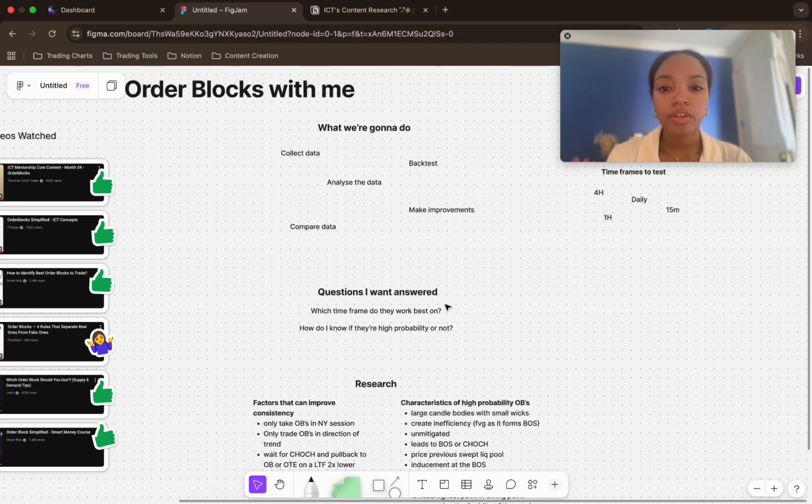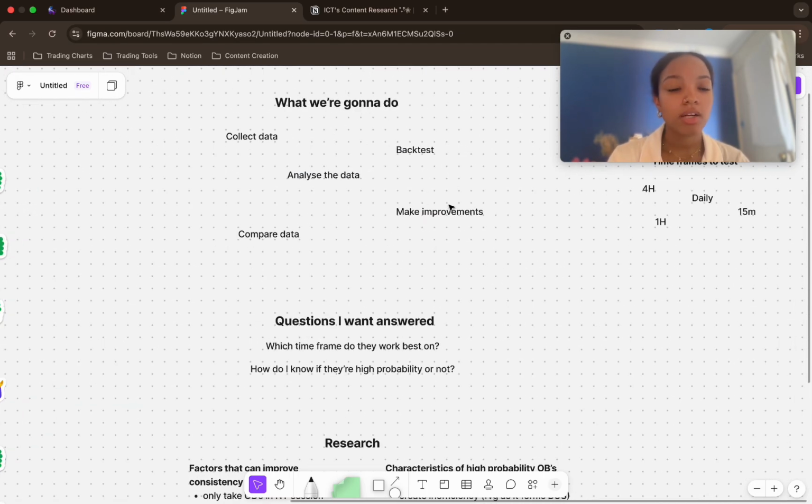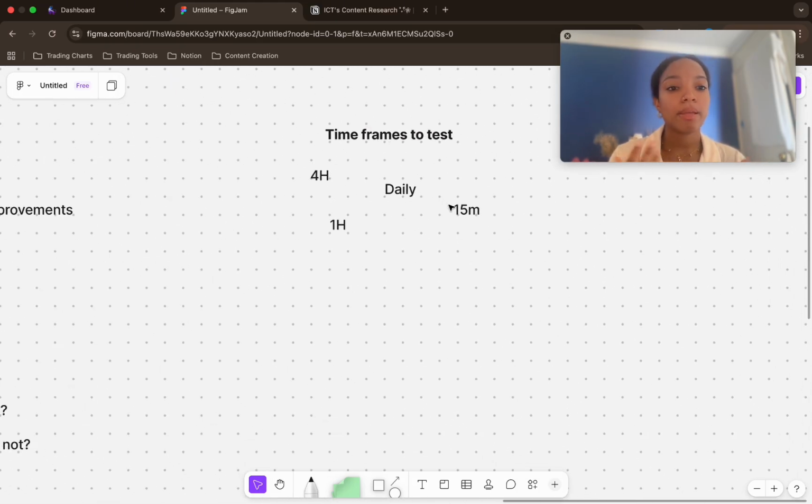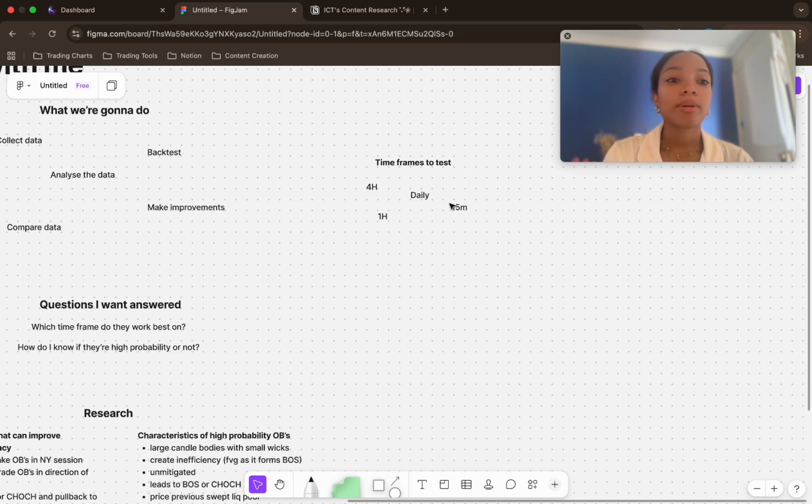So what we're going to do is we're going to backtest, we're going to collect data, we're going to analyze the data, make improvements, and compare data. And the time frames that I want to test are the 4-hour, the daily, the 15-minute, and the hourly time frame. So I'm probably going to start with the daily time frame just because it's going to be the quickest to get through all the data that we're going to be going through, which I'm going to be going through all of last year. I'm not going to be going through years and years and years. I'm just going to do all of last year because it's simple.